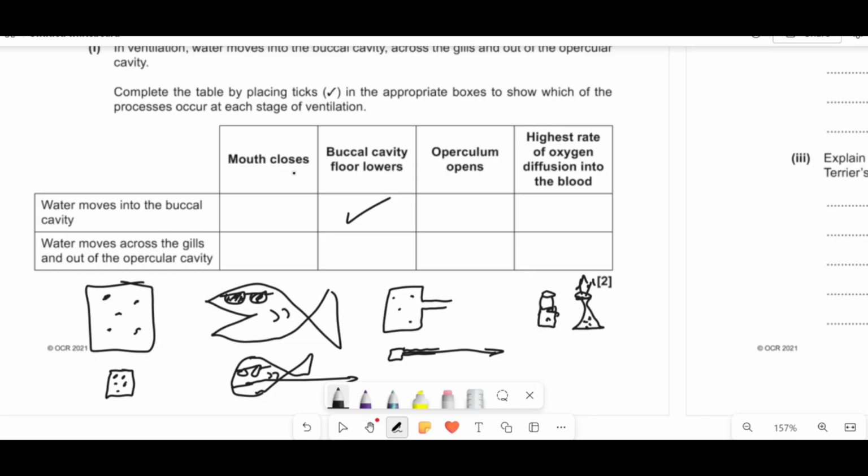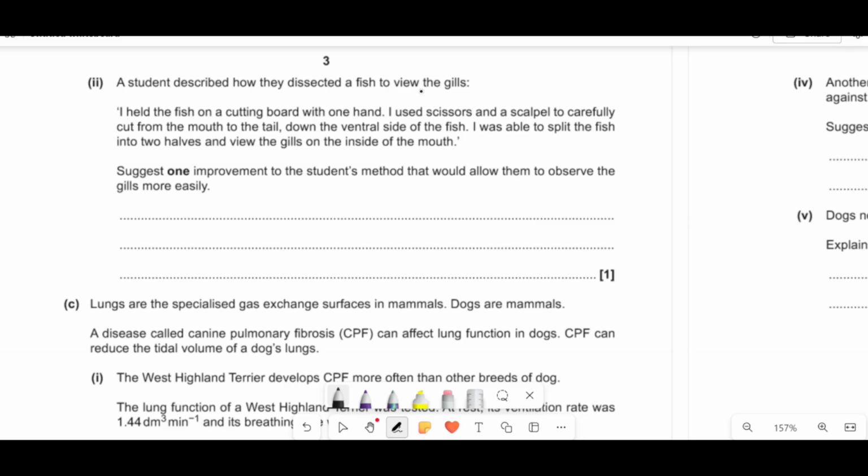So then here, mouth closes, water moves across the gills and out the opercular cavity. Well, yeah, because if they do that, it forces the water over the gills and out that way. So that's true. Buccal cavity floor lowers? No, it doesn't. It goes up because that's how they close their mouth. So it's not that. The operculum opens. That's true again, to let the water back out. And the highest rate of diffusion in the blood, yes, because it's passing over the gills. So that's why it's those. There you go. So a student observed how they dissected a fish to view gills.